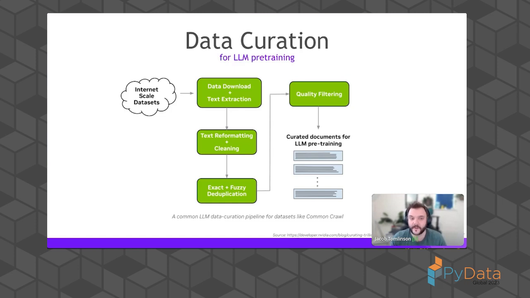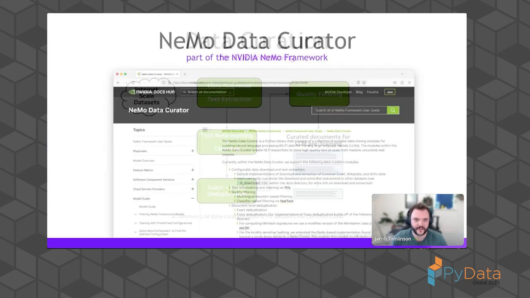When you're working with these data sets, the first thing you need to do is download them somewhere, whether that's into object storage on the cloud or onto some local cluster. You do all of the text extraction and pull it out into a format that you want to work with. You then need to go through, clean the data, deduplicate the text, do quality filtering, and do all sorts of other bits and pieces before you can actually work with that data.